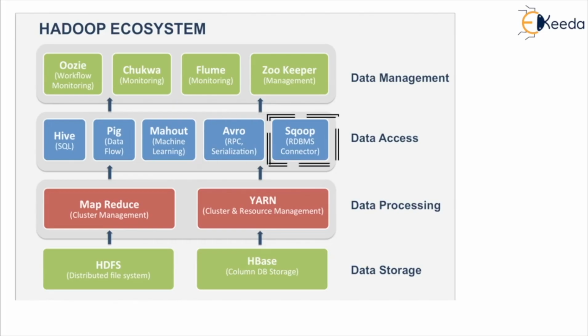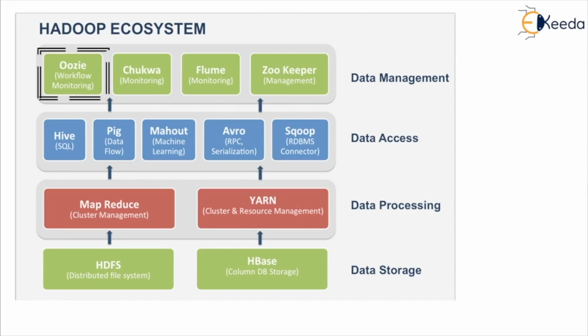Sqoop stands for SQL plus Hadoop. It is a command line interface application which helps transfer data between Hadoop and relational databases, that is MySQL and Oracle or mainframes. Next layer is the data management layer, where the first component is Oozie, a workflow scheduler for Hadoop, for job scheduling, managing the coordination of jobs among Hadoop and other applications such as MapReduce, Pig, Sqoop, etc. It defines a sequence of actions to be executed and places triggers for those actions.